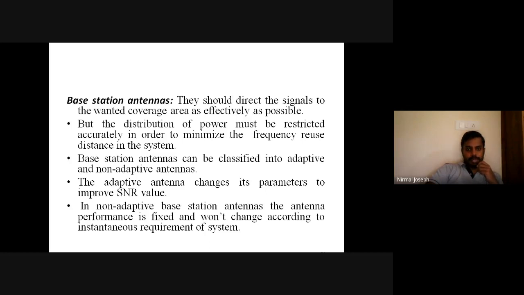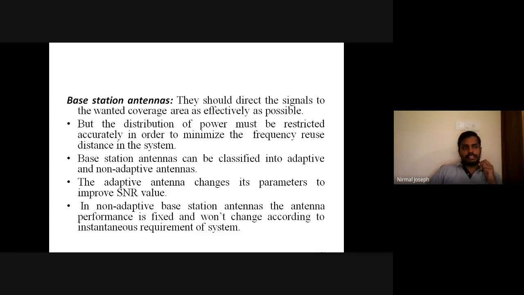Base station antennas can be classified into adaptive and non-adaptive antennas. The adaptive antenna changes its parameters to improve the SNR value. These adaptive antennas are the ones we are using right now. They use a signal processing algorithm so that they can change the antenna parameters to improve the signal to noise ratio value. SNR is signal to noise ratio. In non-adaptive base station antennas, the antenna performance is fixed and won't change according to the instantaneous requirement of the system. I'll tell you just one example for this adaptive antenna.